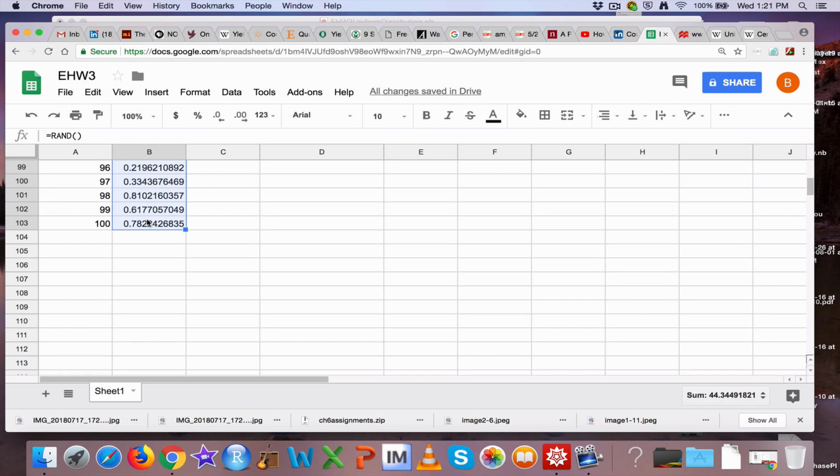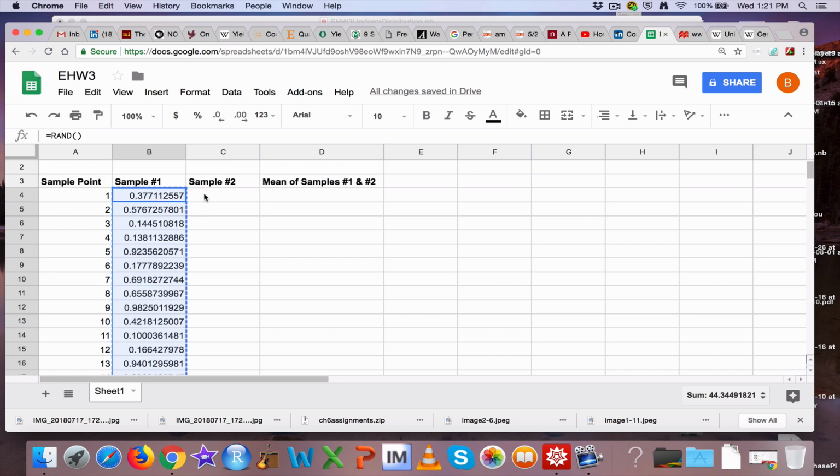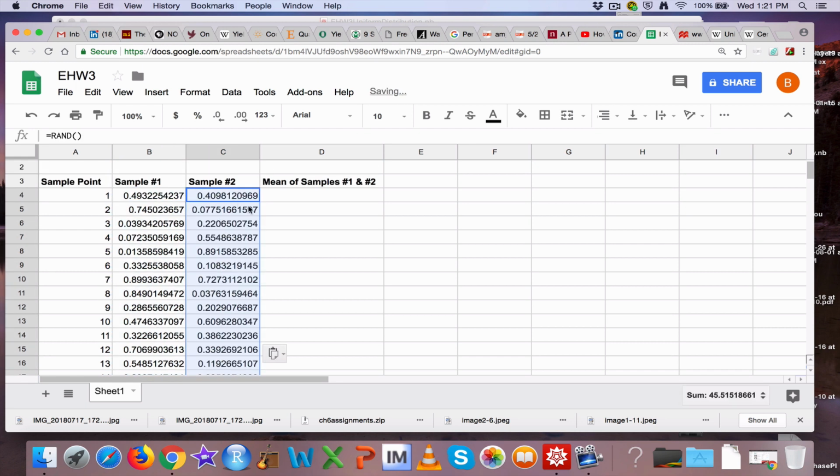Click and drag or copy and paste. I'm doing a copy and paste here to get 100 more sample points for my second sample, sample number two. Copy, paste, there we go. These numbers changed. It doesn't matter that they change, okay? It doesn't matter if you get different numbers than somebody else's, you will. It doesn't matter ultimately if your graph looks a little different than somebody else's, which it will. It should look somewhat similar in the end is the idea.